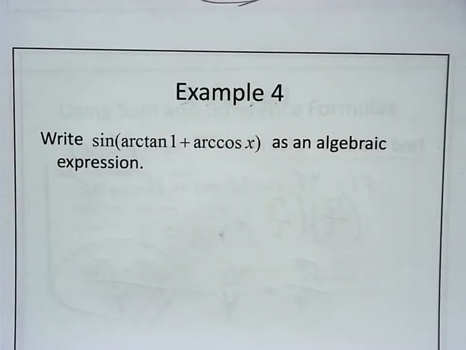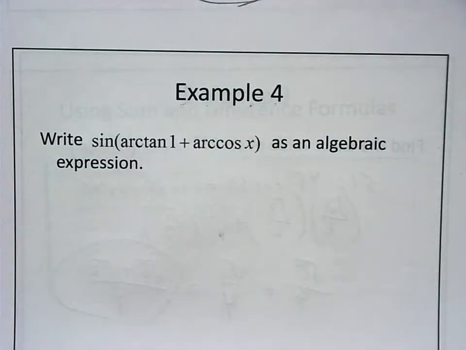But it works back to the same stuff we were doing previously in section 2, I think. Sine of the arctangent of 1 plus arccosine of x. Or maybe I'm thinking last chapter. It's running together. It's about 5:30 right now.